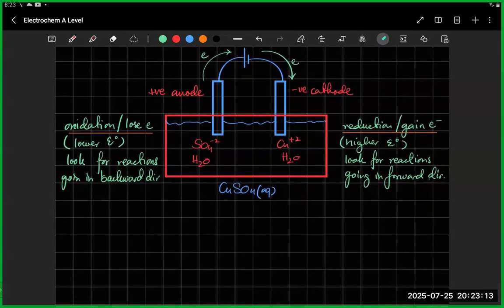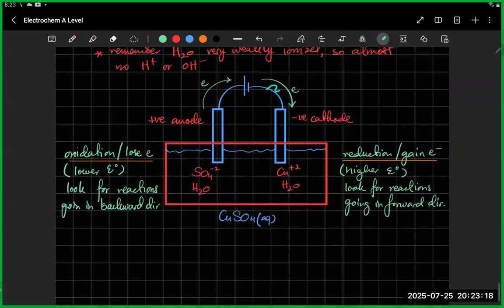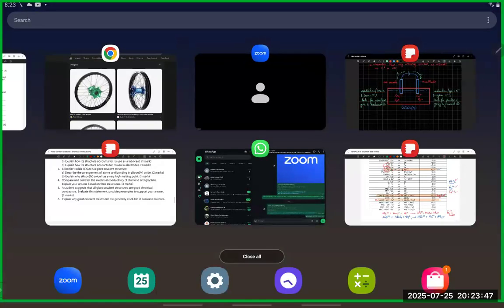Now the next thing I'm going to try and do is look for equations. Remember what happens at the cathode? Someone gains electrons, right? I've got two options. It's either going to be copper two plus gaining electrons, or water gaining electrons. And I'm only going to look for the equation where they're gaining electrons, because only one thing happens and that's reduction. I'm not going to look for reactions where they're losing electrons. So copper two plus and H2O, I'm going to look in the data booklet.